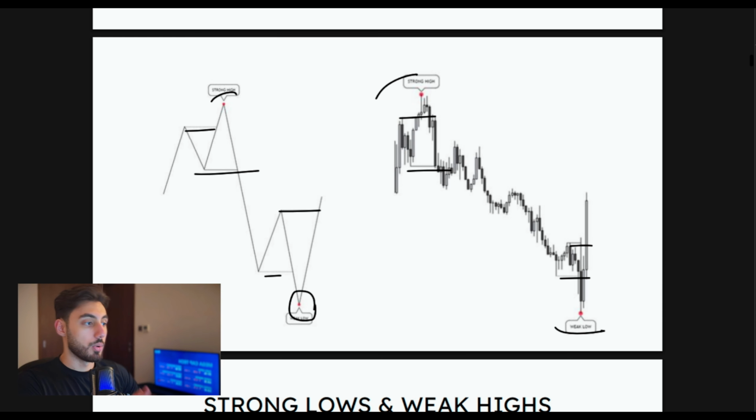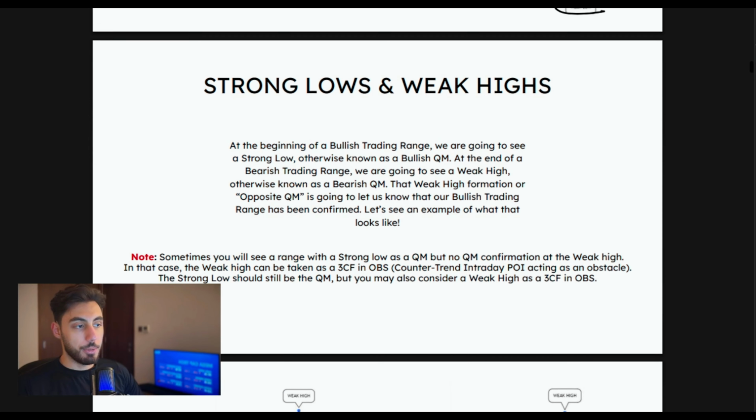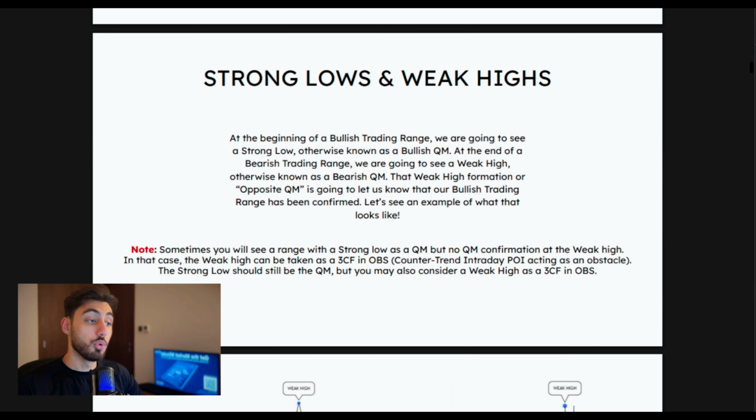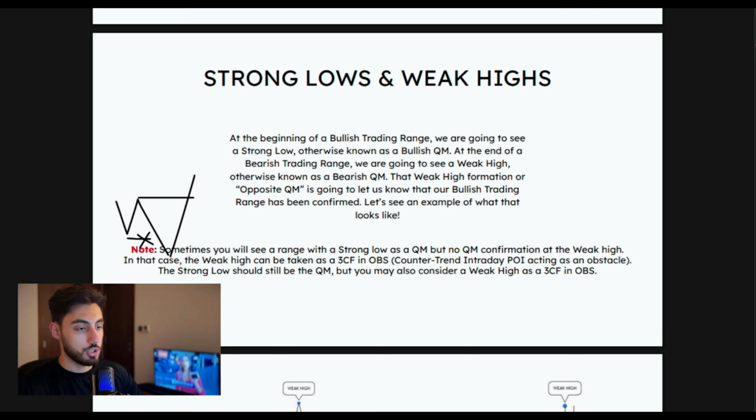Now I'm going to tell you where the liquidities are here, what we can expect, and how we're going to approach this bearish trading range. But before that, let's talk about the bullish trading range, which is going to be the opposite of the bearish trading range. At first, we're going to see a break of market structure to the downside, then a break of market structure to the upside. So a stop to the downside, my bad, and a break of market structure to the upside.